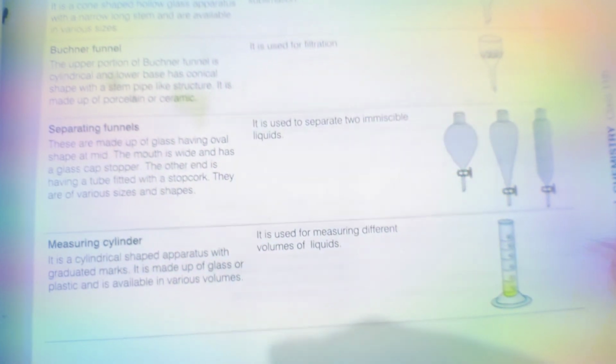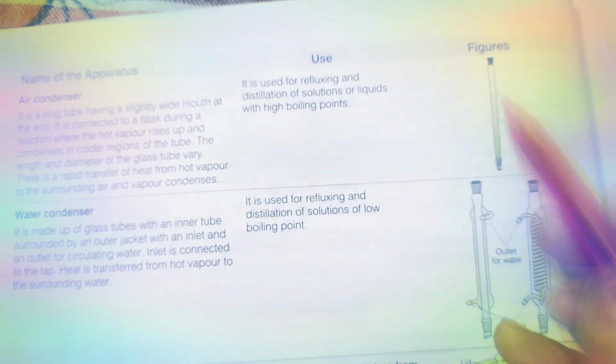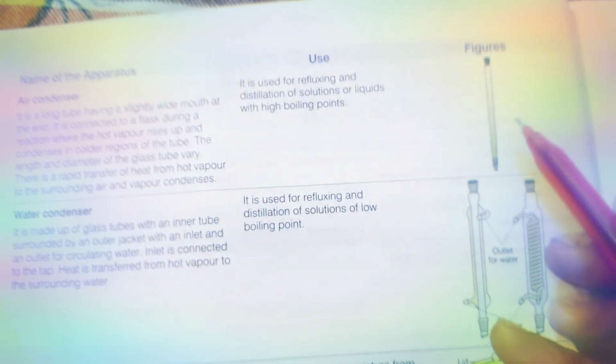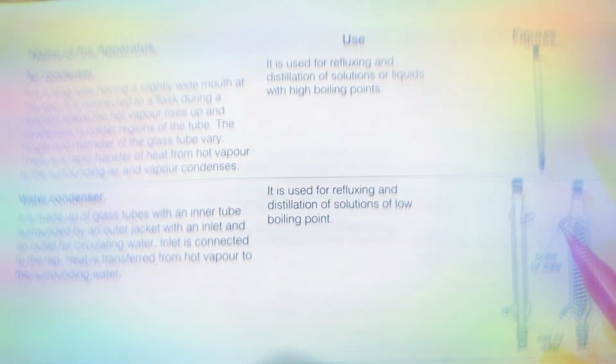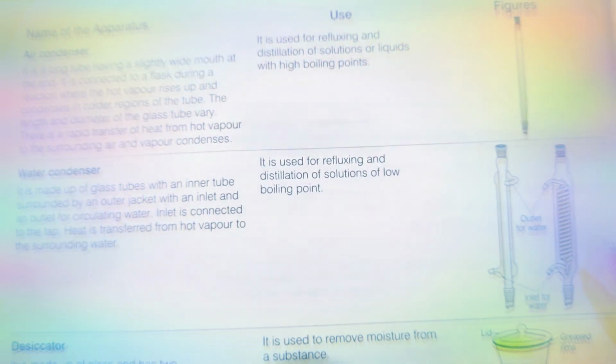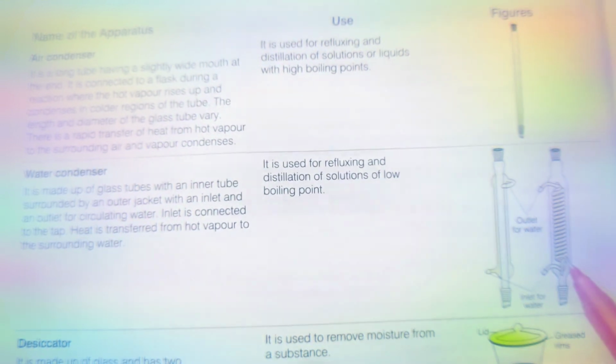Next, measuring cylinder. This is another method to measure the substances which cannot be measured by pipette. Then we can use measuring cylinder, and it is used to measure different types of liquid, and they are also of different measurements: 10 ml to 20 ml, 25, 30 and all. This is the next. This is the air condenser. This is used in the refluxing and distillation of solutions or liquids at high boiling points. Water condenser, used again in the refluxing and distillation of solutions of low boiling point.